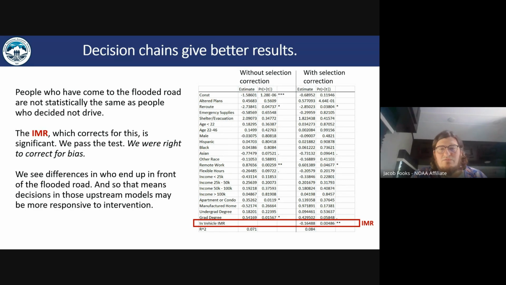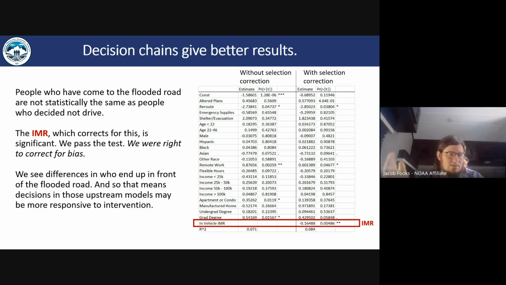And we have tables and tables and tables of little texts and numbers and stars and stuff. I'm not going to go through that too much. But this is the one thing that I want to point out here. This is looking at that final step: did you drive into a flooded road or not? In looking at that with and without the bias correction factor, the selection factor, that's this thing at the bottom.